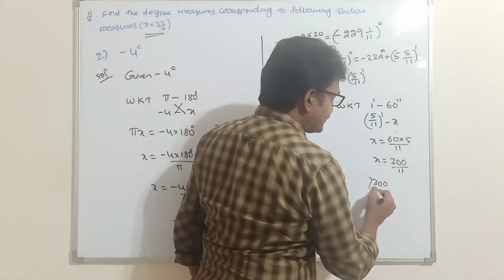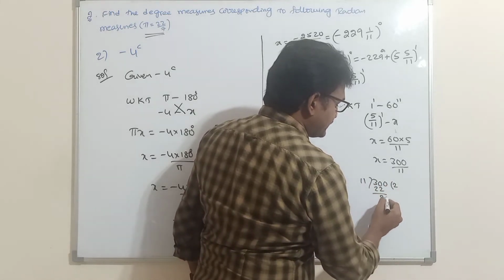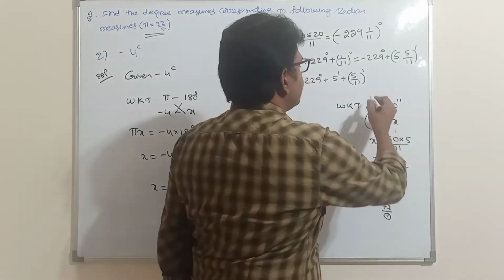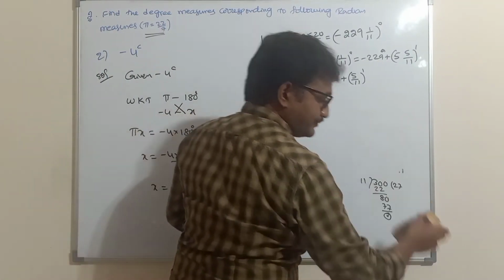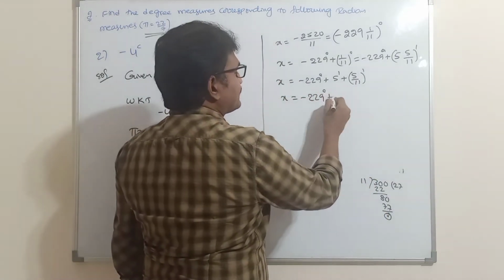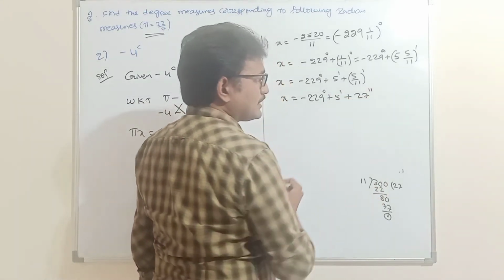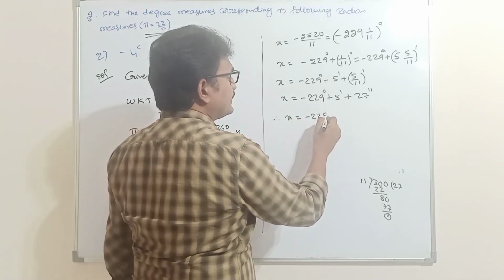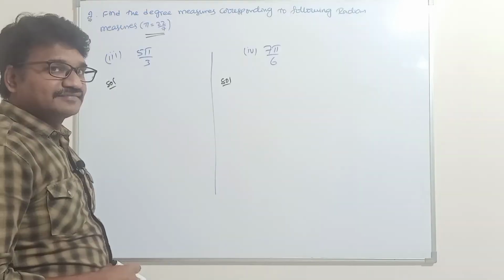Divide 300 with 11. 11 2s are 22, 80. 11 7s are 77. So 3. This is approximately 27 seconds. So x is equal to minus 229 degrees plus 5 minutes plus 27 seconds approximately. Therefore x is equal to minus 229 degrees 5 minutes and 27 seconds approximately.